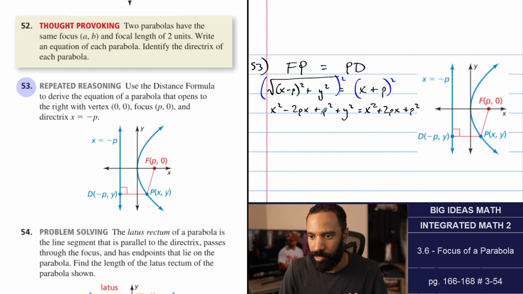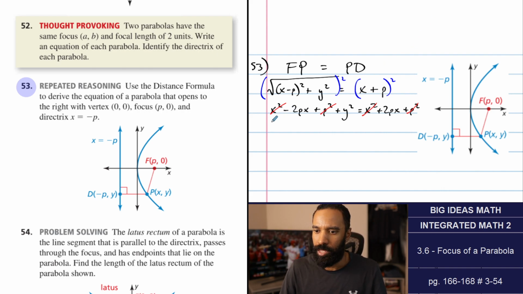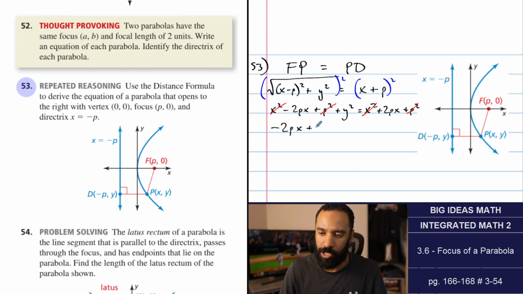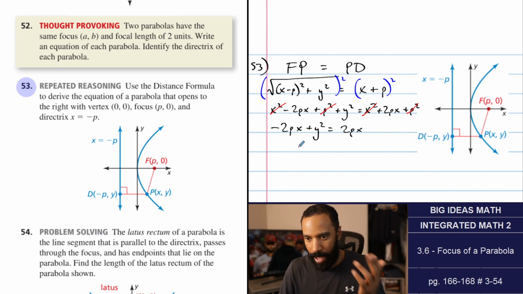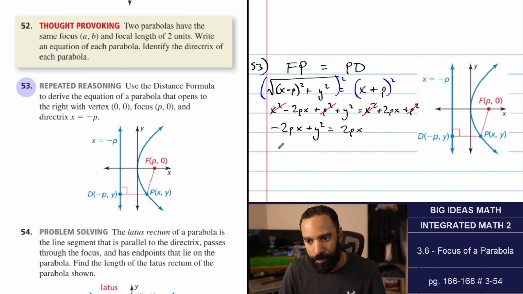Subtract p squareds, they cancel out. Subtract x squareds, they cancel out. And you're left with negative 2px plus y squared equals 2px. I'm going to add 2px to both sides. Okay, so we get y squared equals 4px.